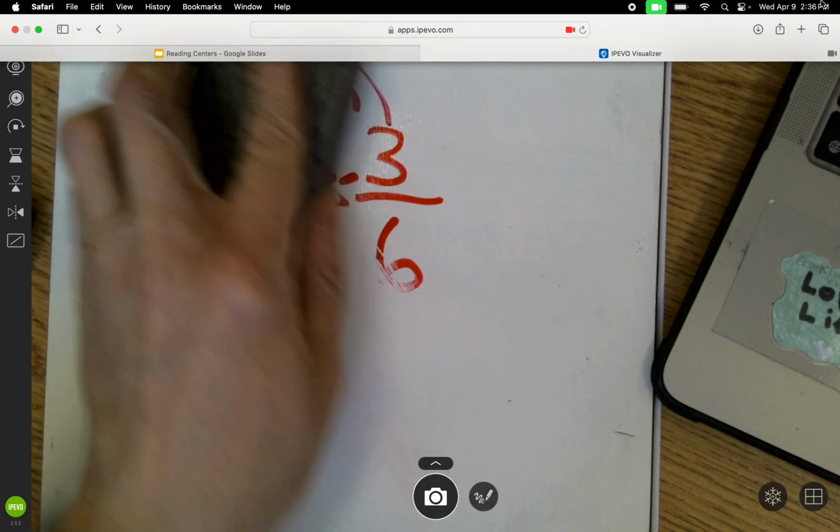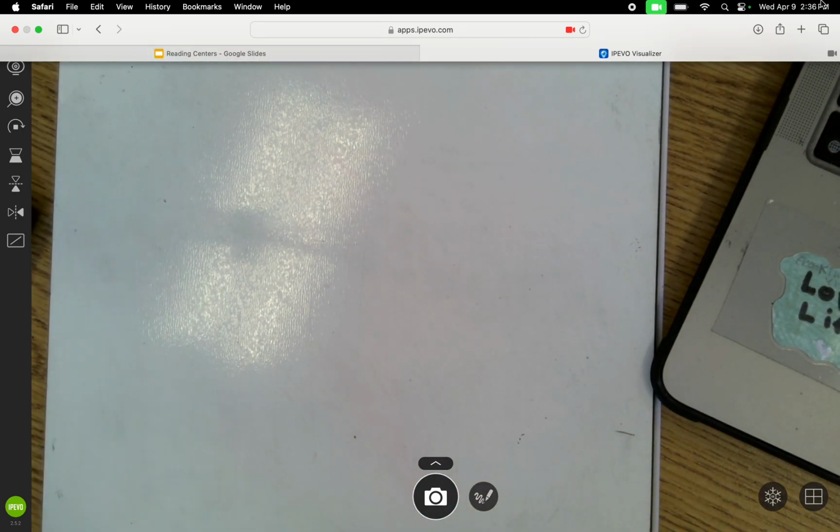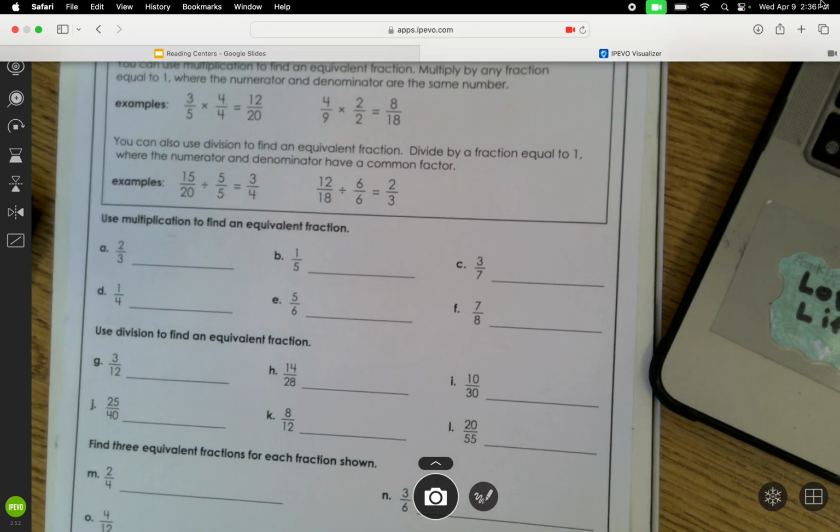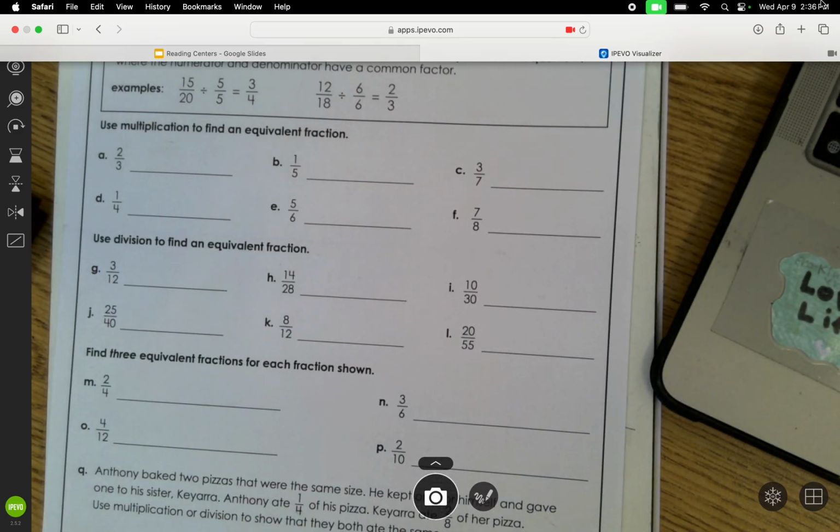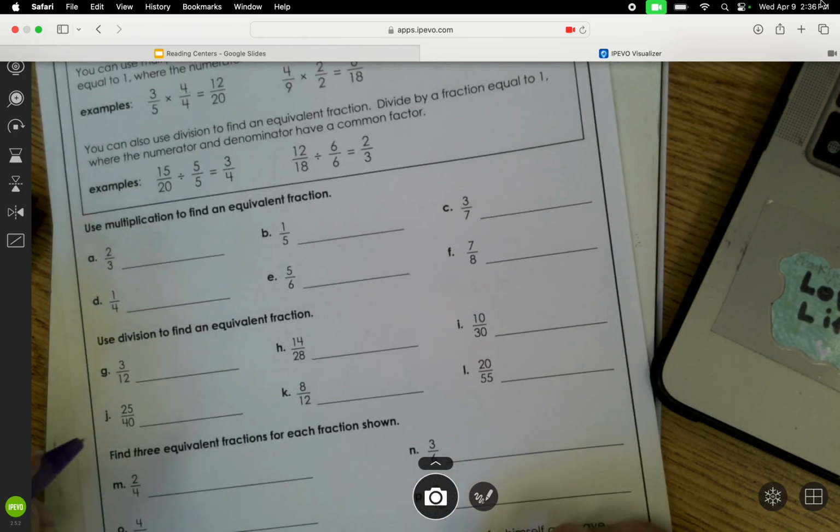All right, so let's take a look at our worksheet. So we are doing everything except for Q. So I want you to put an X on Q.